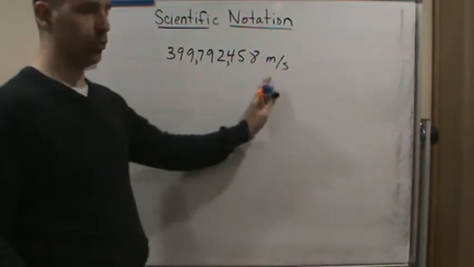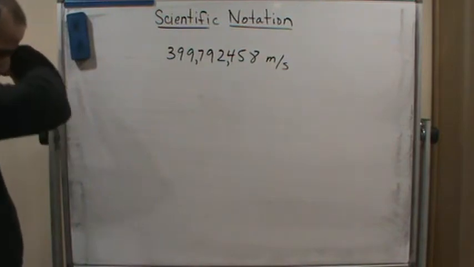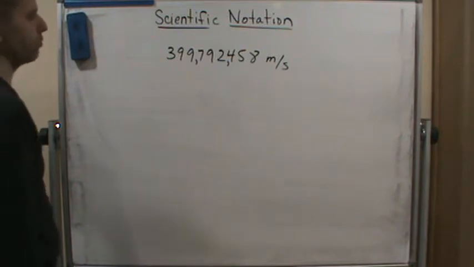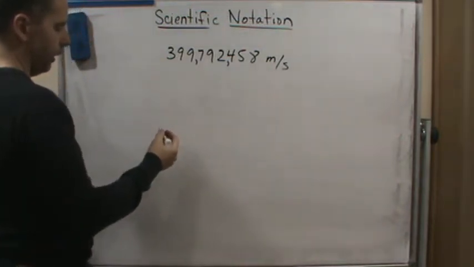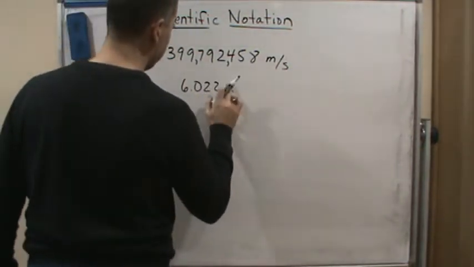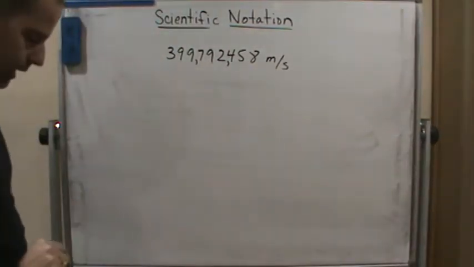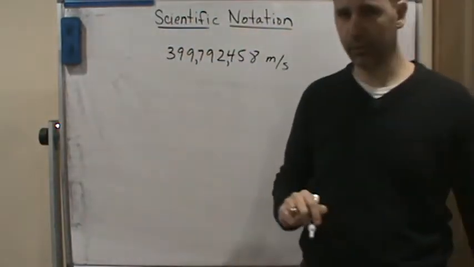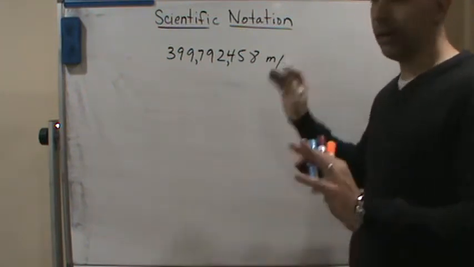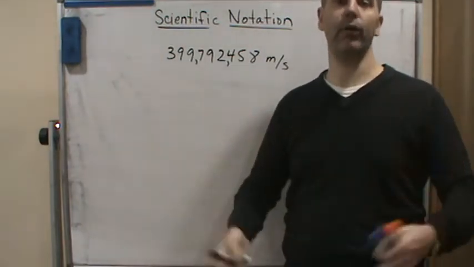So what we wouldn't do is write it like this. What we would do is use scientific notation. I can't think of a good number that I can write out without using too many zeros. But anyway, this would be an example of a really large number that we don't want to keep writing out over and over and over again.